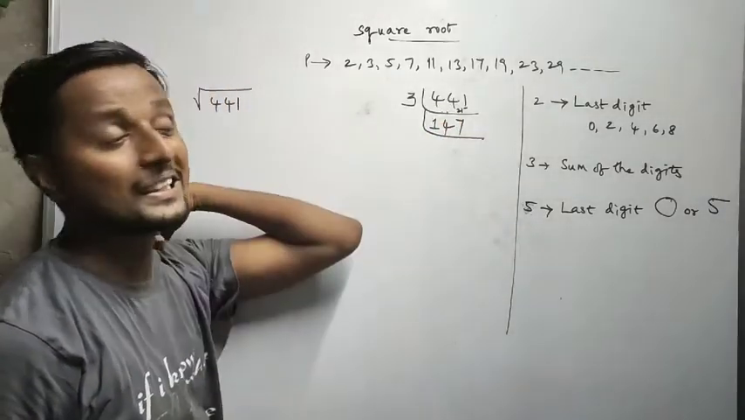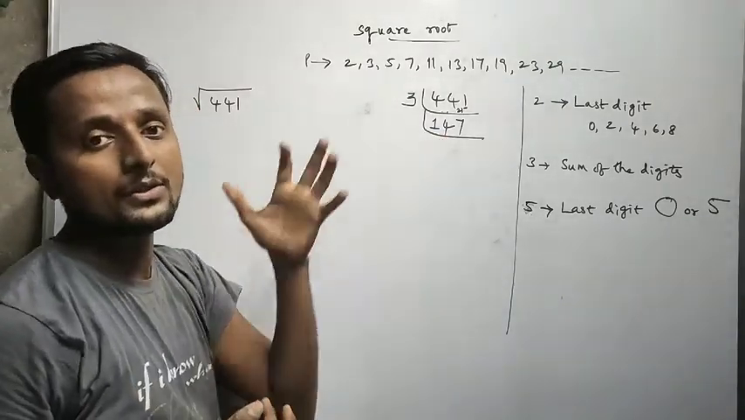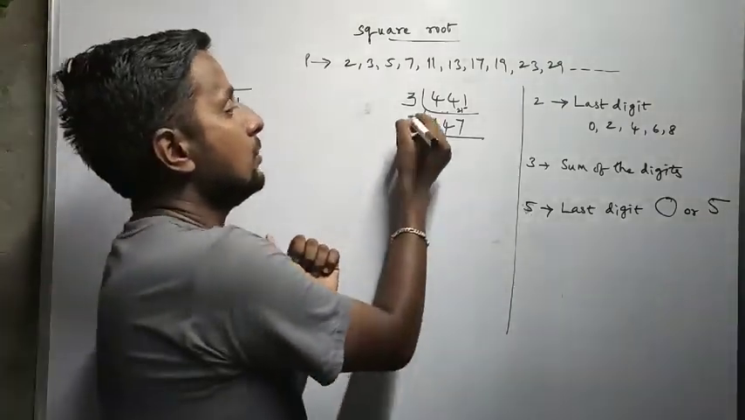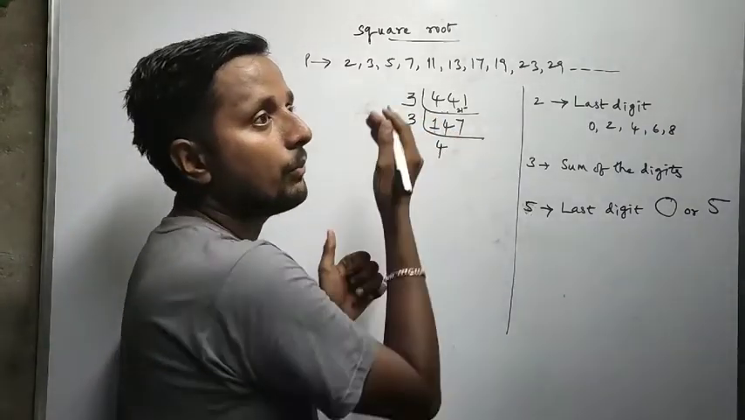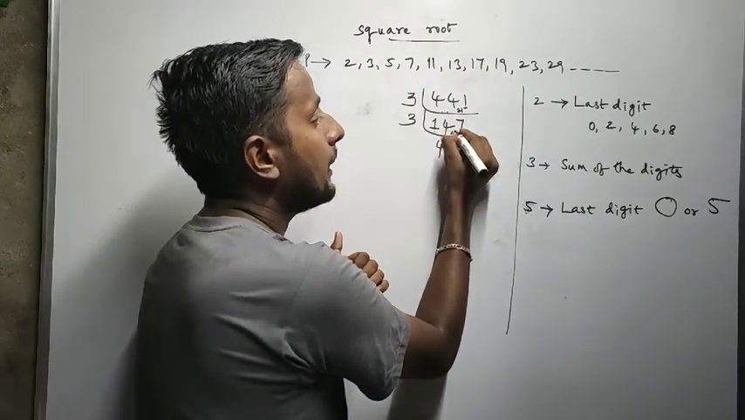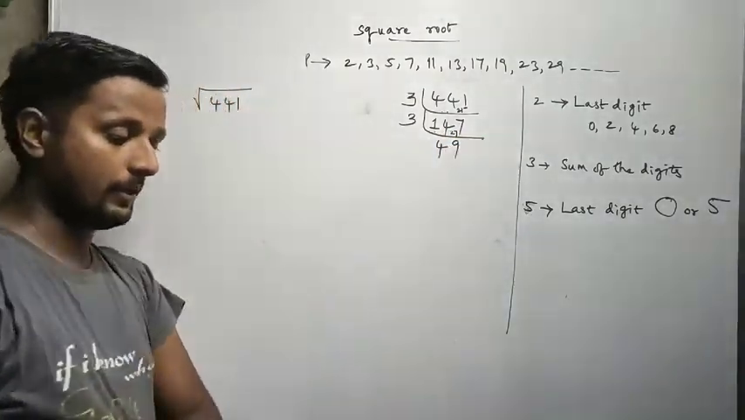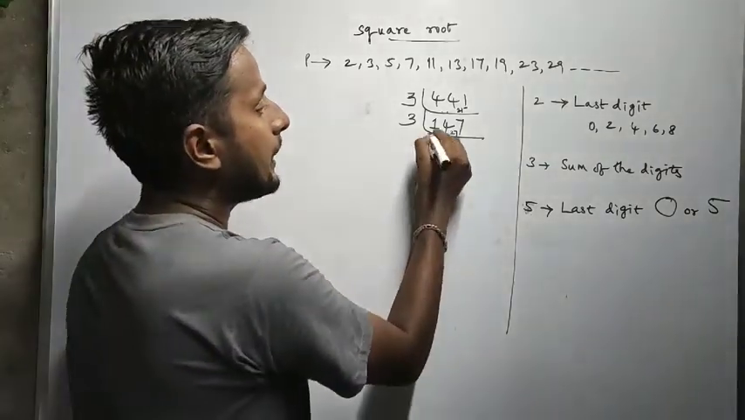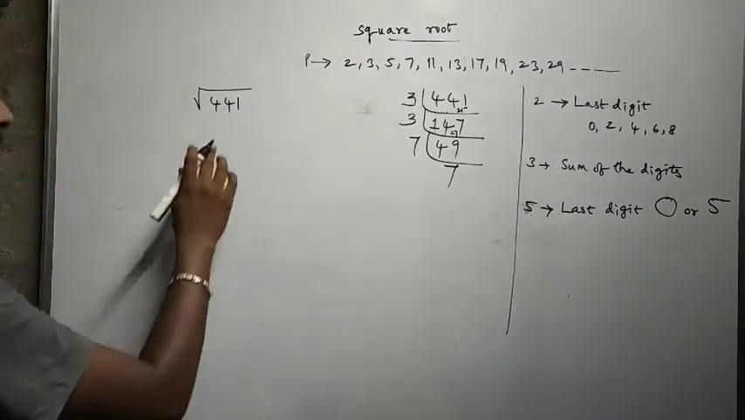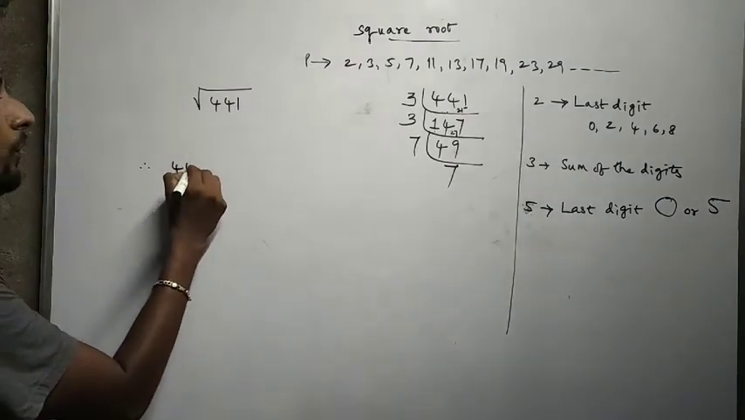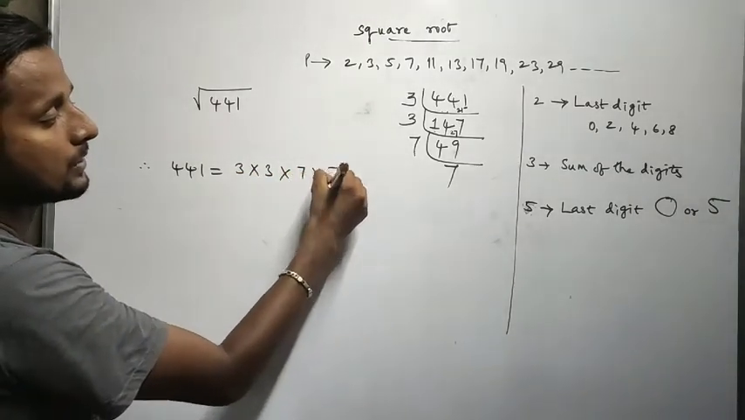Next, same. Try to go with the 3 ones. 1 plus 4 is 5, 5 plus 7 is 12. So it is divisible by 3 again. So 3: the first two numbers 14. 3 fours are 12. From 14, 12 gone. So 2 left and the next number 7 makes 27. 3 nines are 27. Then 49, and all of us know 49 comes in the 7 table. 7 sevens are 49. So therefore 441 is equal to 3 into 3 into 7 into 7.